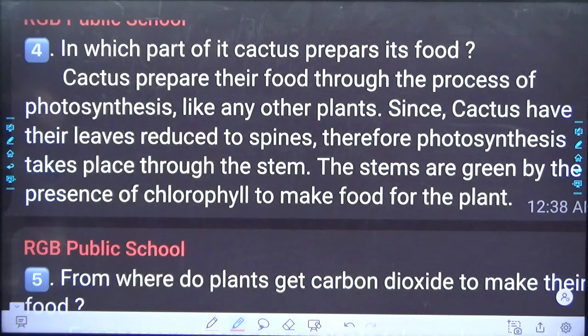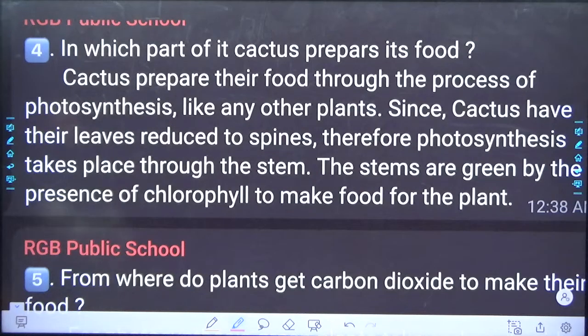In which part does a cactus prepare its food? Cactus prepare their food through the process of photosynthesis, like any other plants.